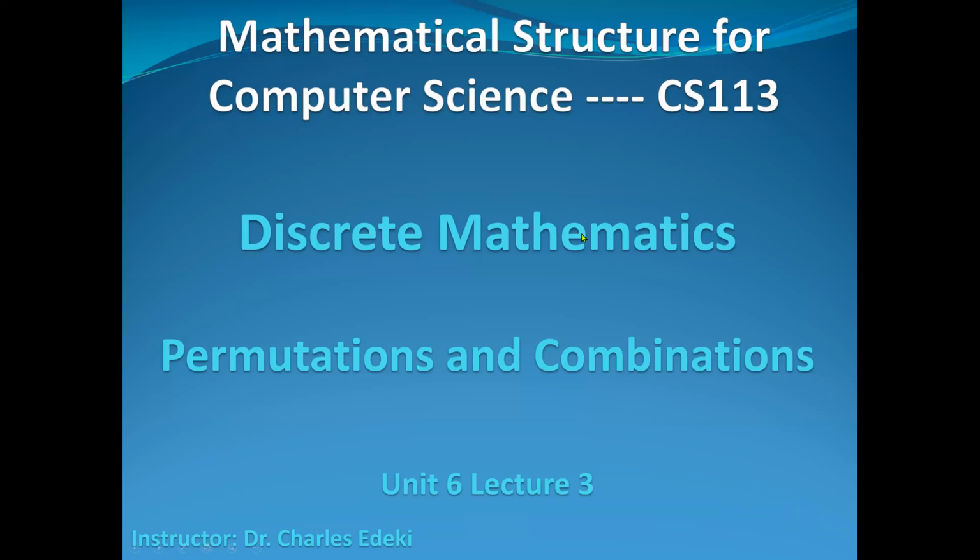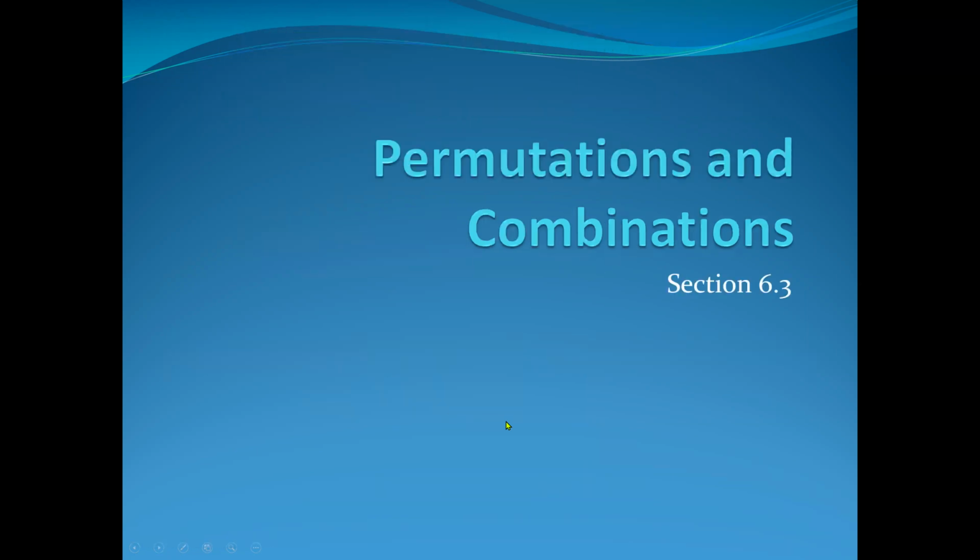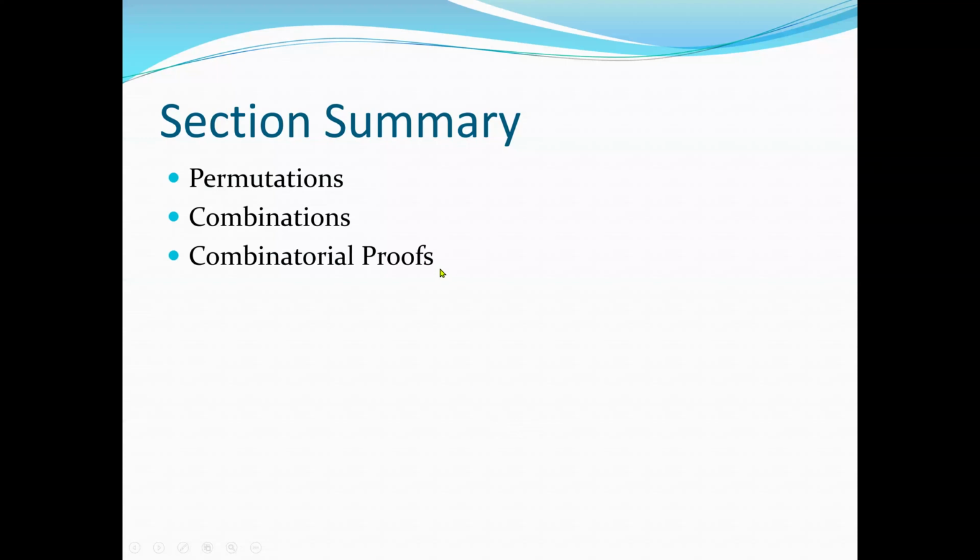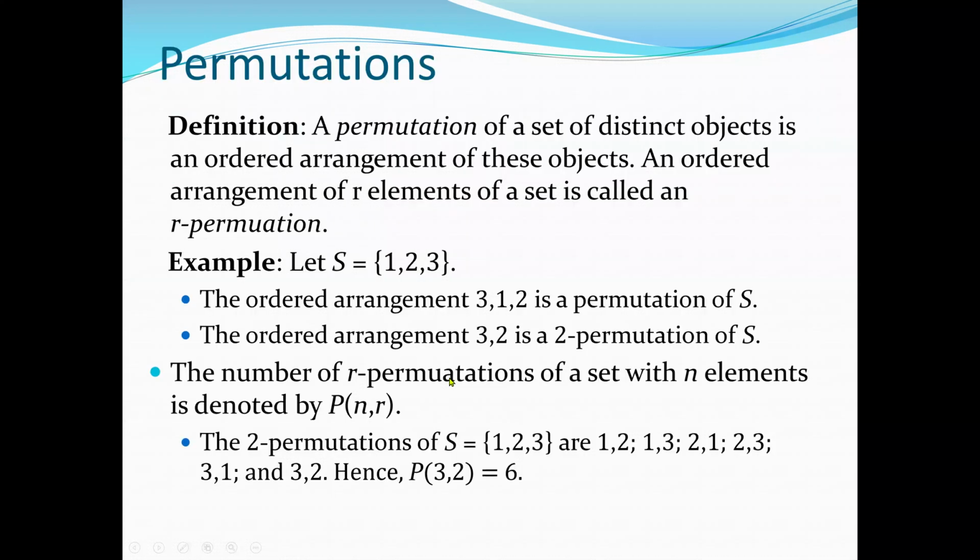Again, welcome to Mathematical Structure for Computer Science, CS 113, also known as Discrete Mathematics. In these lectures, we will cover permutations and combinations. So our main objective again is permutations and combinations, and these lectures cover our course textbook, chapter 6, section 3.